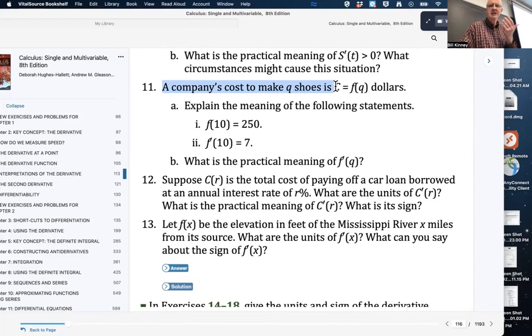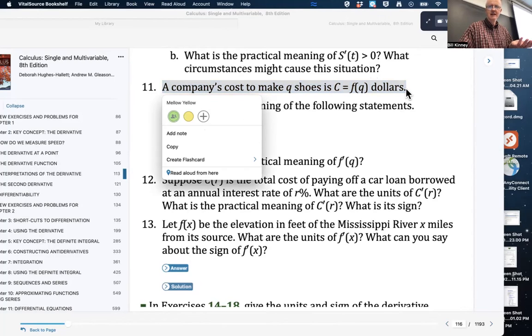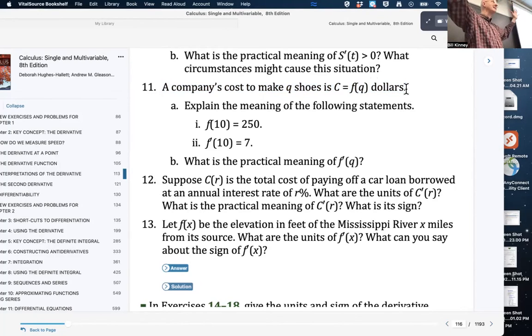The company's cost to make Q shoes is C equals F of Q dollars. What a weird thing to say. It's abstract. It's an idea. There's some function, F, that when you plug in Q, the number of shoes the company is going to make, it gives you the cost. Does that mean it's got some formula? Possibly. Does it mean it's an accurate formula? Possibly. But we're not worried about an actual formula here. We're worried about the idea.